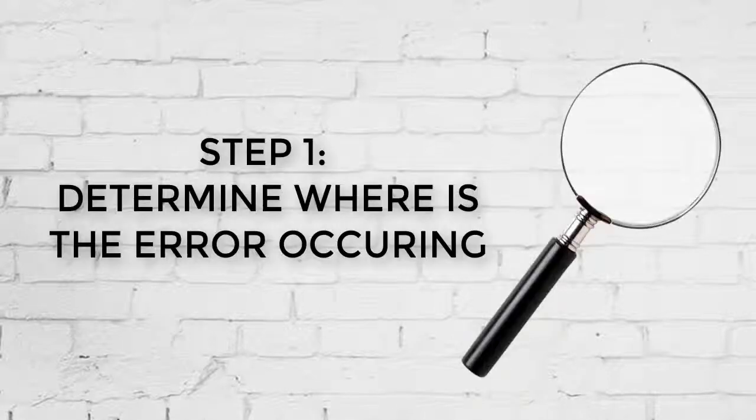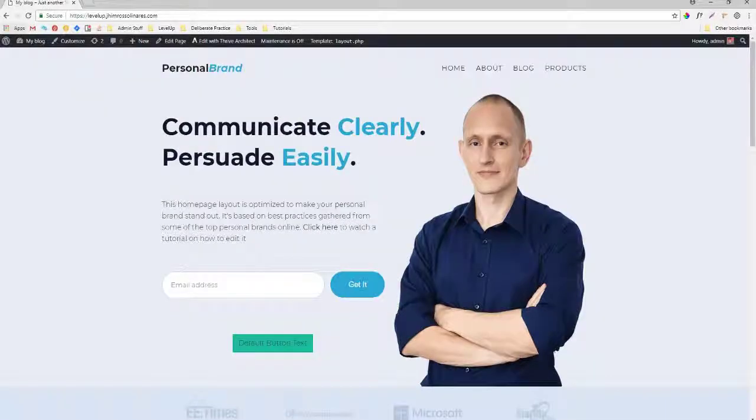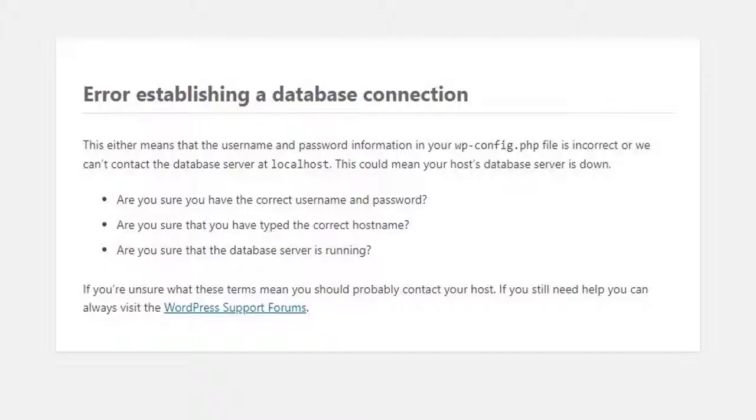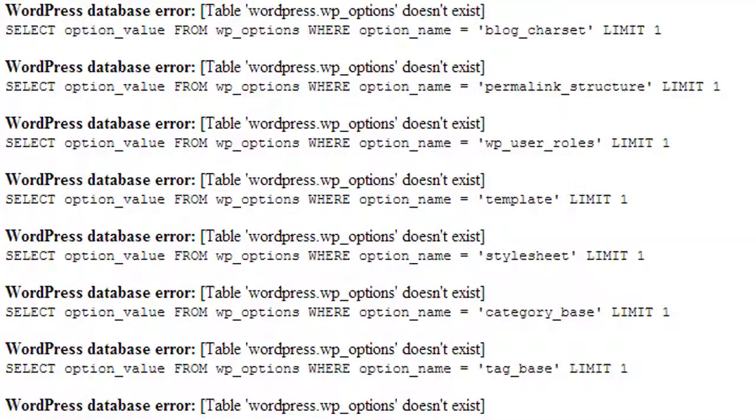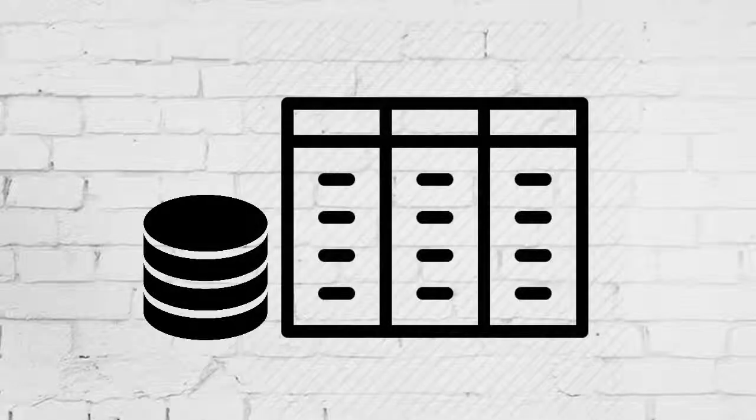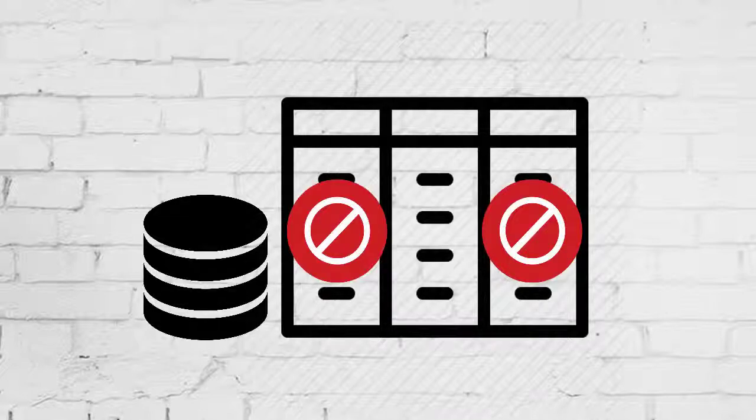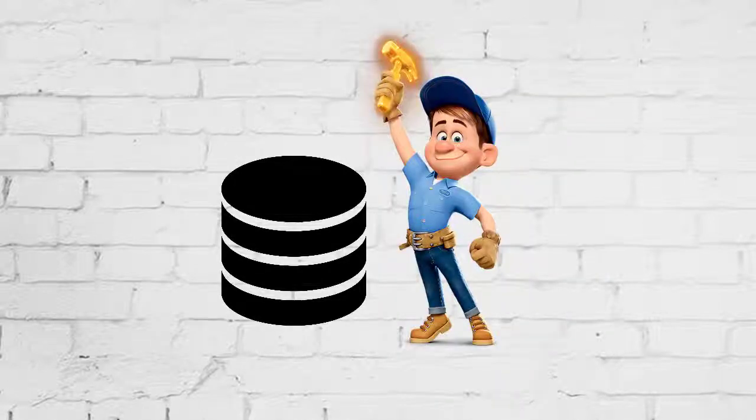The first step for troubleshooting error establishing a database connection in WordPress is determining where the error is occurring. Can you see your website normally but get the error when trying to access the WP admin? Or maybe your website is down but you're getting a slightly different error when you try to log in. That means one or more database tables are unavailable. The database may need to be repaired.